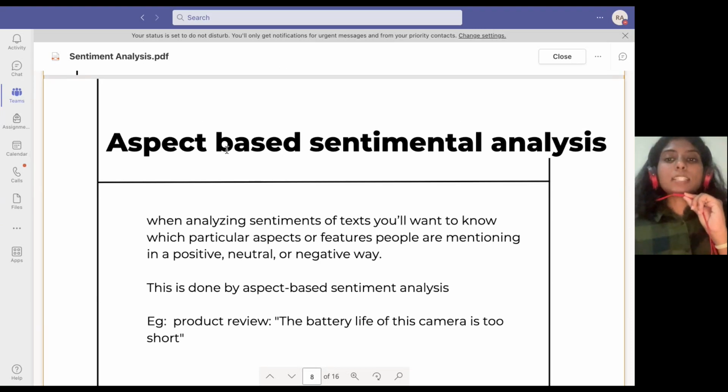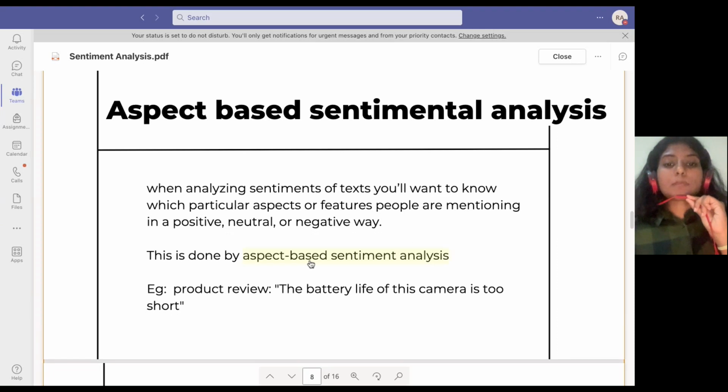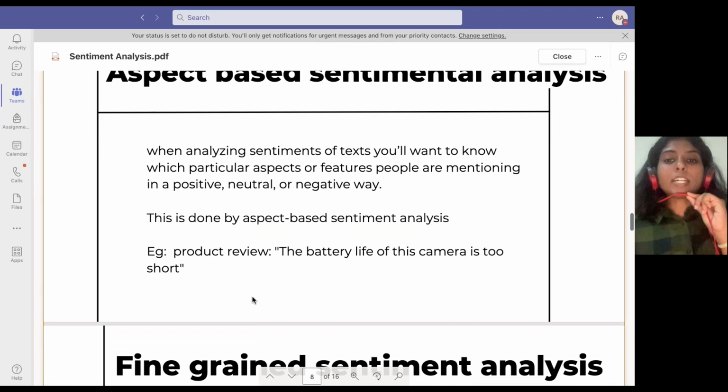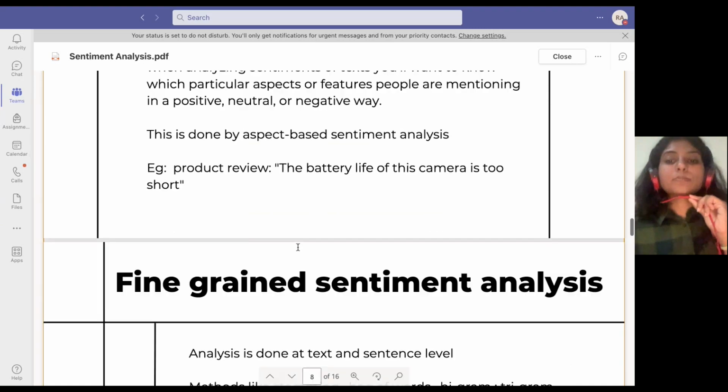The second type is aspect-based sentiment analysis. When analyzing sentiments of text, you will want to know which particular aspects or features people are mentioning in a positive, neutral, or negative way. This is done by aspect-based sentiment analysis. Example, product review: the battery life of this camera is too short. It just tells in which aspect, whether it's a positive aspect or negative aspect or a neutral aspect.